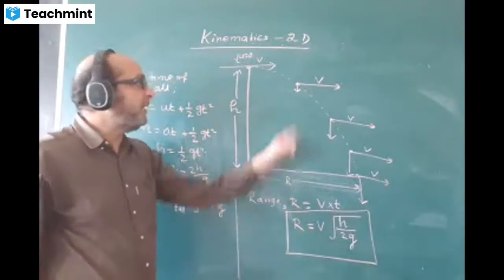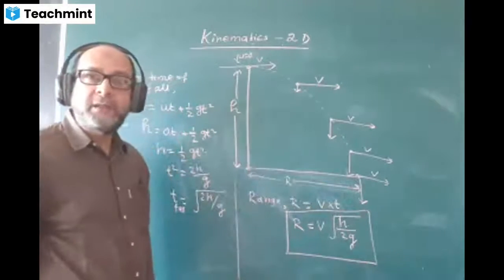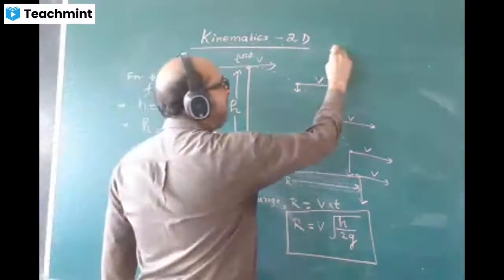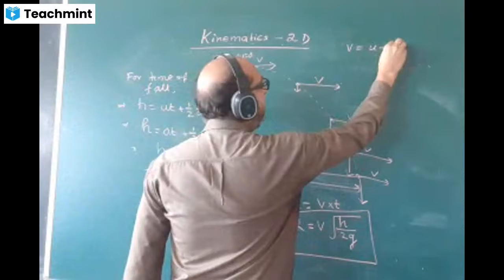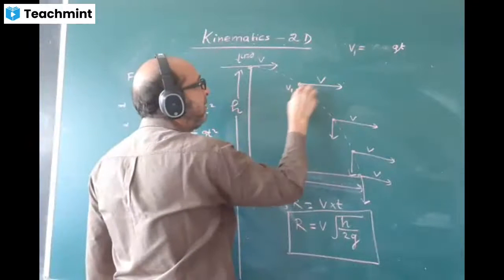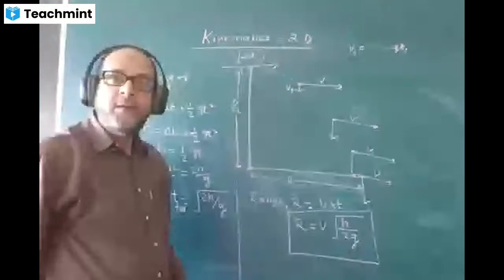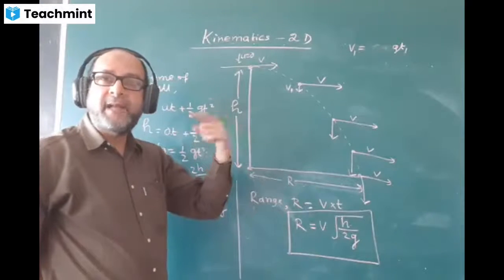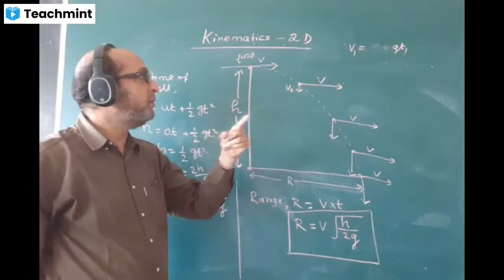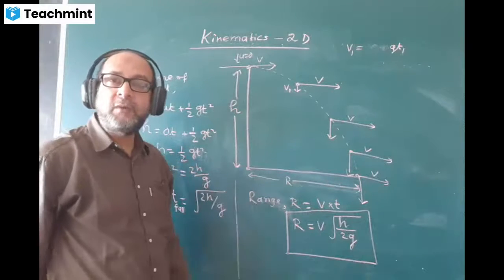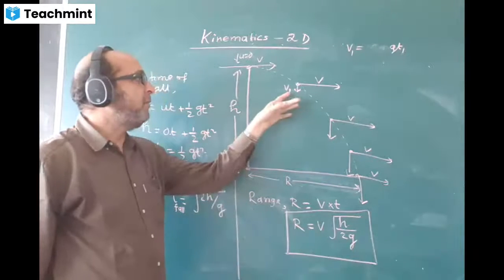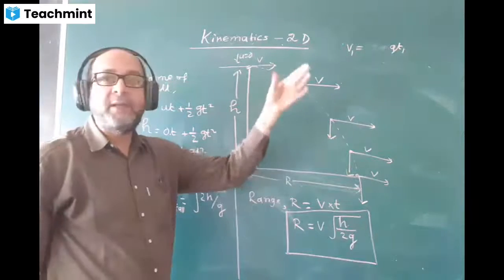How to find the value of vertical velocity at any time? To find the vertical velocity at any time, the simple formula is v is equal to u plus gt. To find v1, this is v1. A question will come: find the velocity after some time, maybe 1 second, 2 seconds, and so on. So horizontal velocity will remain the same at all points, but vertical velocity will keep on changing. It may be v1, it may be v2, depending upon the time given.